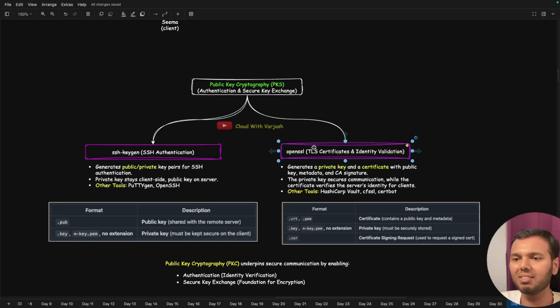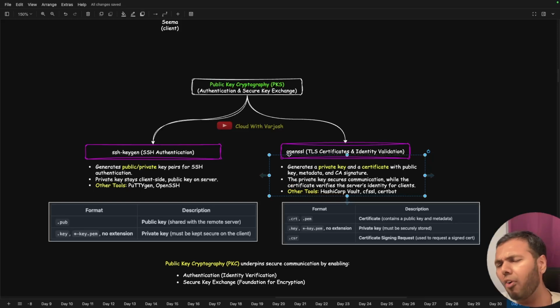So we will be discussing OpenSSL. OpenSSL is a utility that can be used to generate TLS certificates. Now, what are TLS certificates? How are they used? We have already discussed this in the previous lecture, but in this lecture as well, as we move along, we'll be discussing TLS certificates throughout.